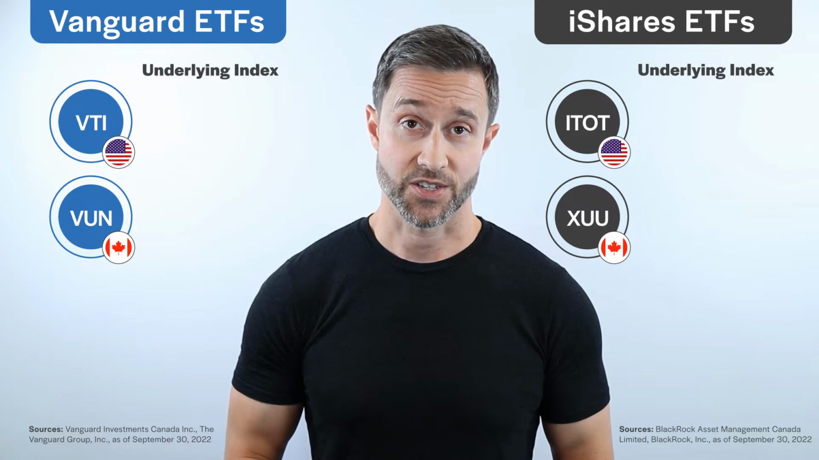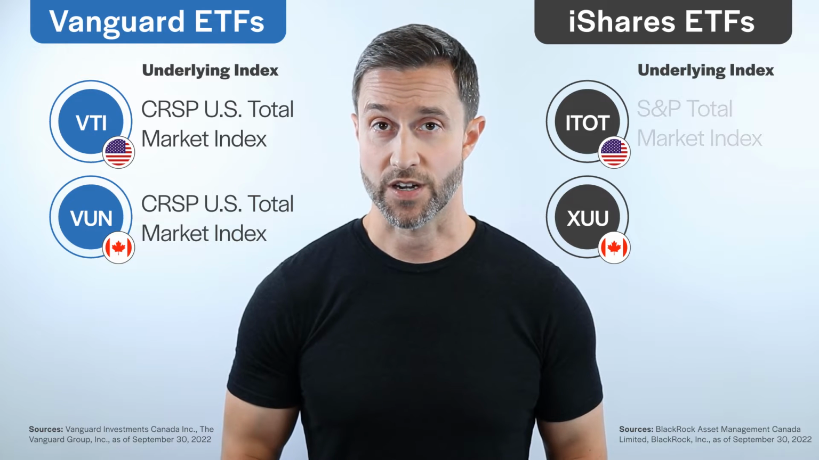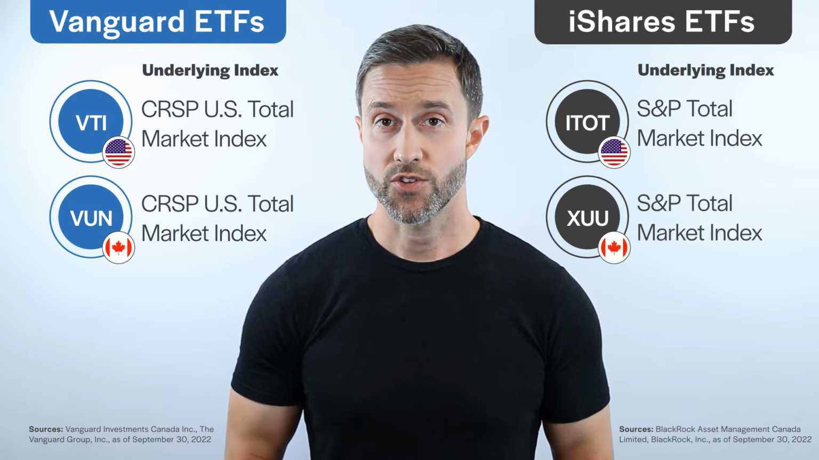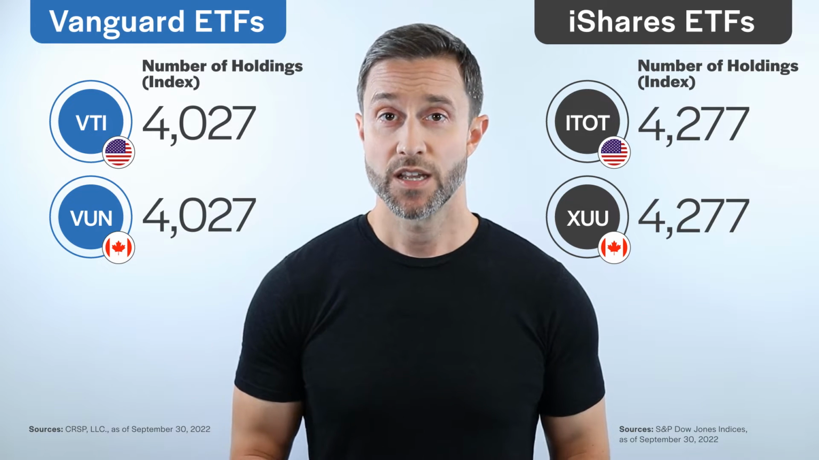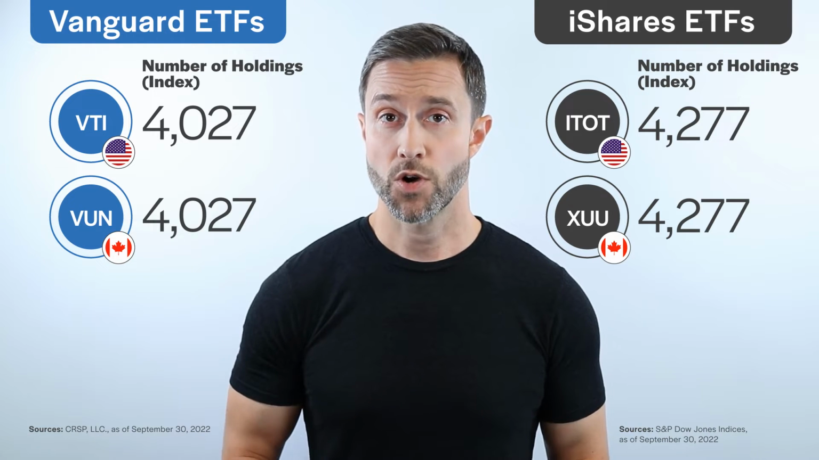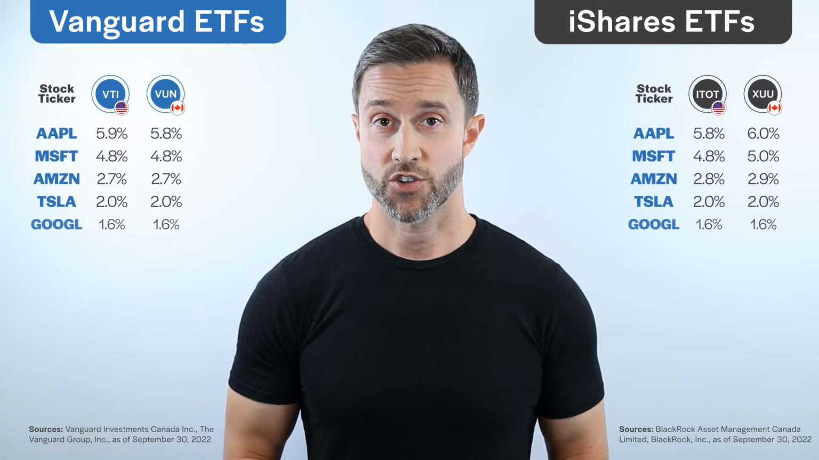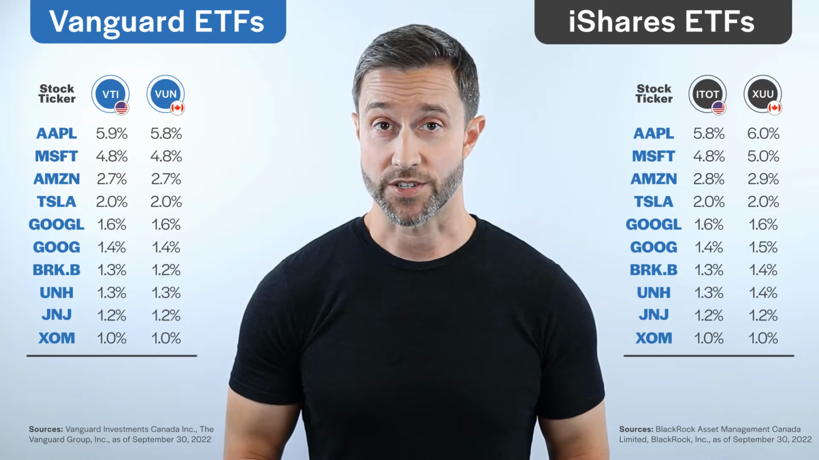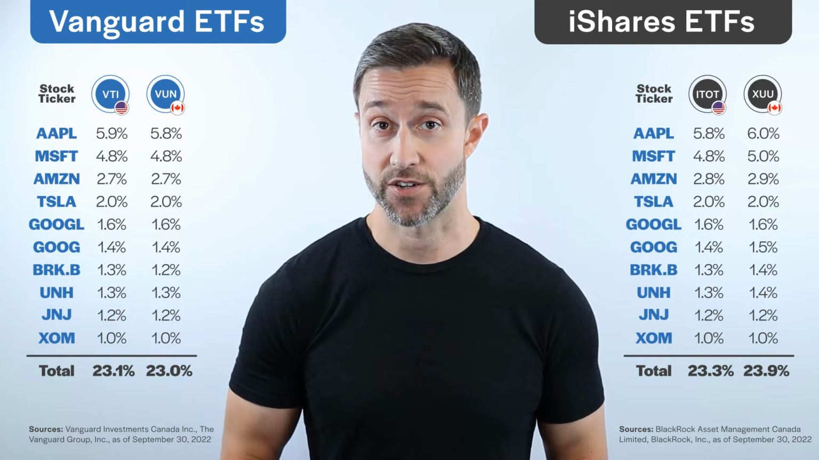As for the indexes they track, VTI and VUN both follow the CRSP US Total Market Index, while ITOT and XUU follow the S&P Total Market Index. Either of these indexes offers effective exposure to and diversification across the total US stock market, with both tracking the performance of thousands of US companies. Better still, there is considerably less concentration in each ETF's top holdings, at least relative to the Canadian equity ETFs reviewed in our last video.